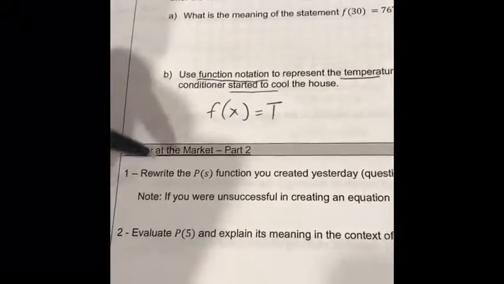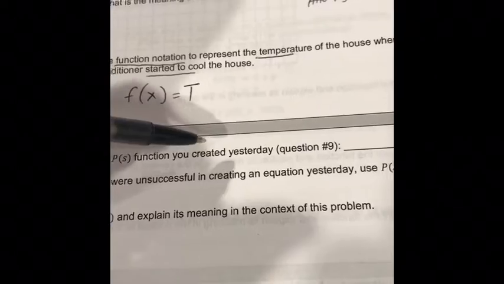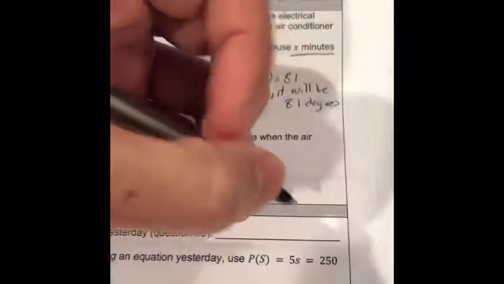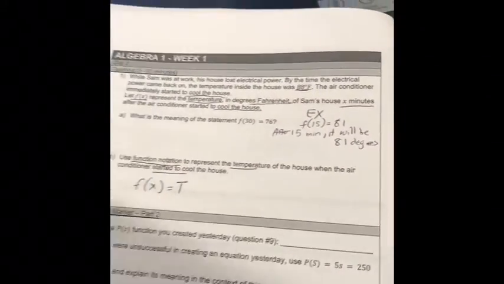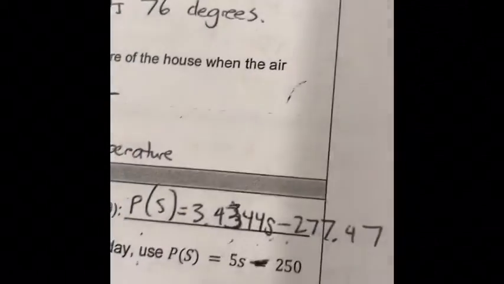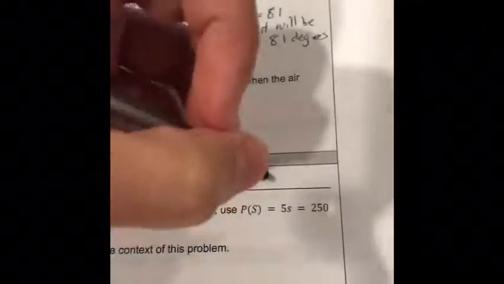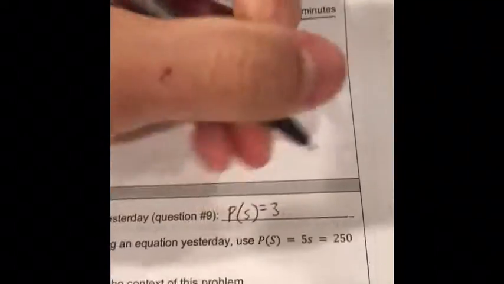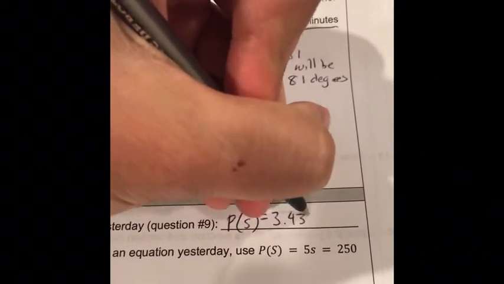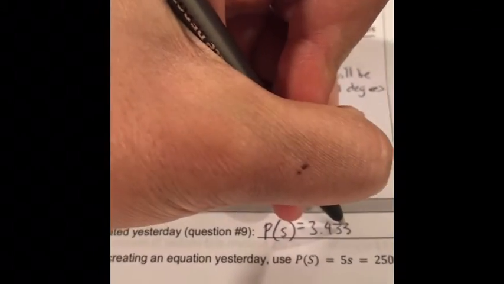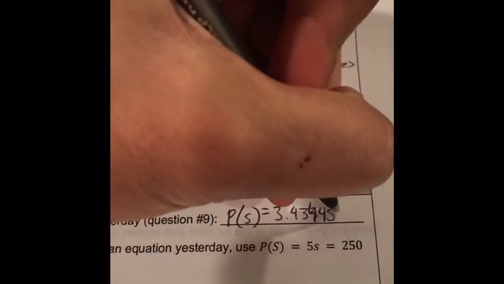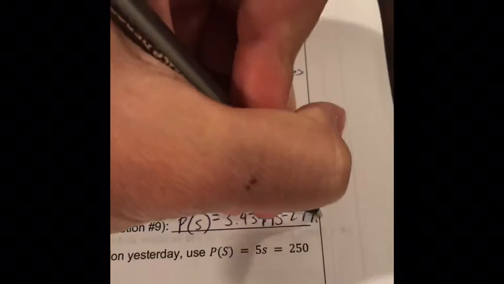Number 1, rewrite the p of s function you created yesterday. Question number 9. So put it in this blank. So the one I had yesterday, hold on, I'm using 2 different packets, so bear with me, was this right here. P of s equals 3.4344 s minus 277.47.